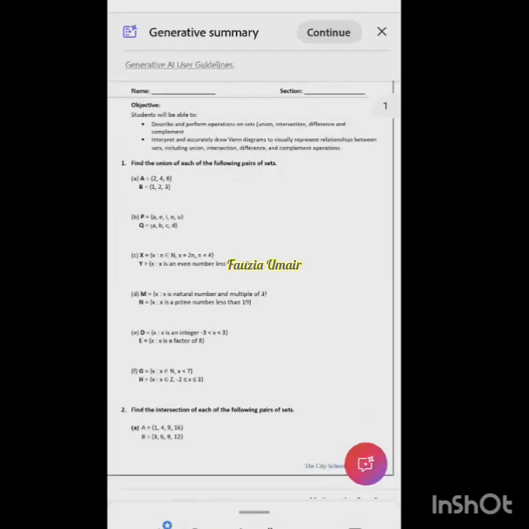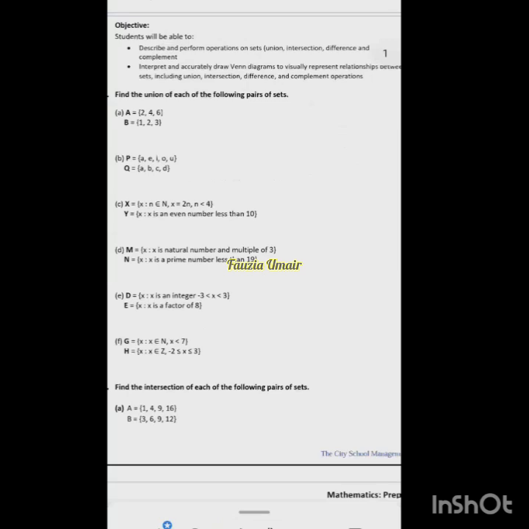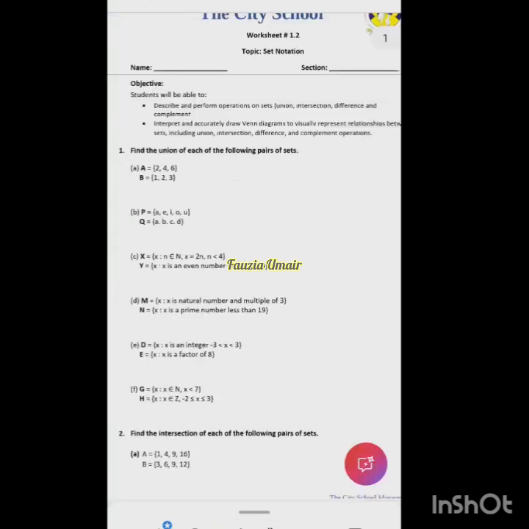Describe and perform operations on sets, right? So today we will do different operations on sets. What are the 4 operations which we are going to do? Those operations are union, intersection, difference, and complement, right?